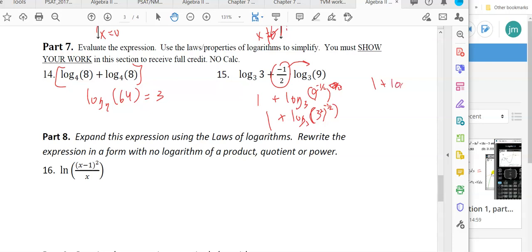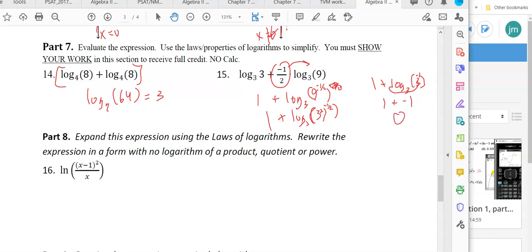So log base 3 of 3 to the -1. Whoops, that's to the -1 inside of there. And so log base 3 of 3 goes away, just -1. So it's 1 plus -1, which is 0 after all that. Wow, that's kind of crazy.